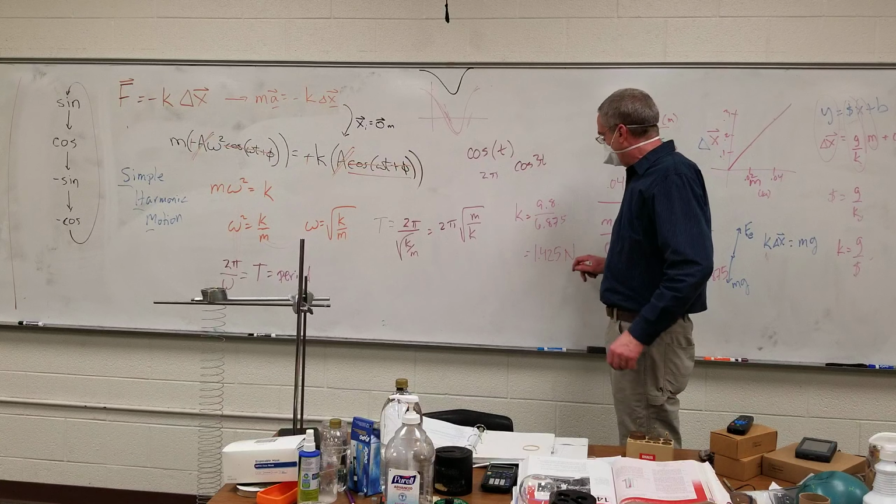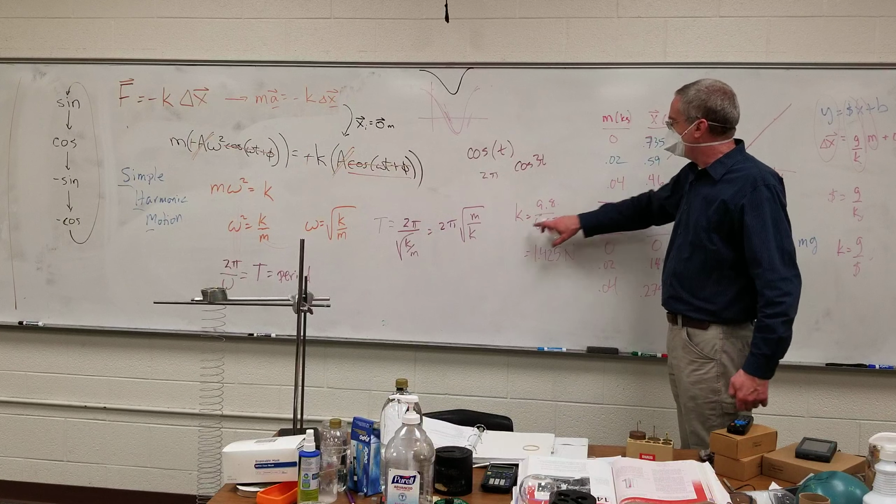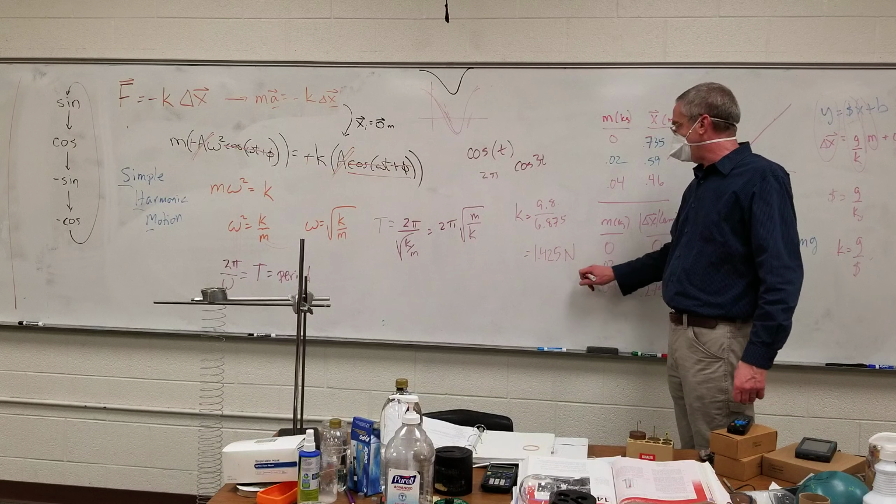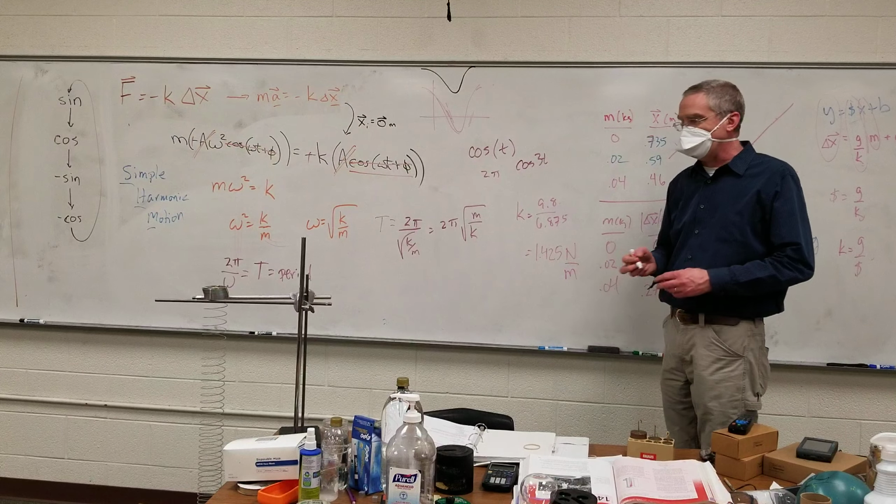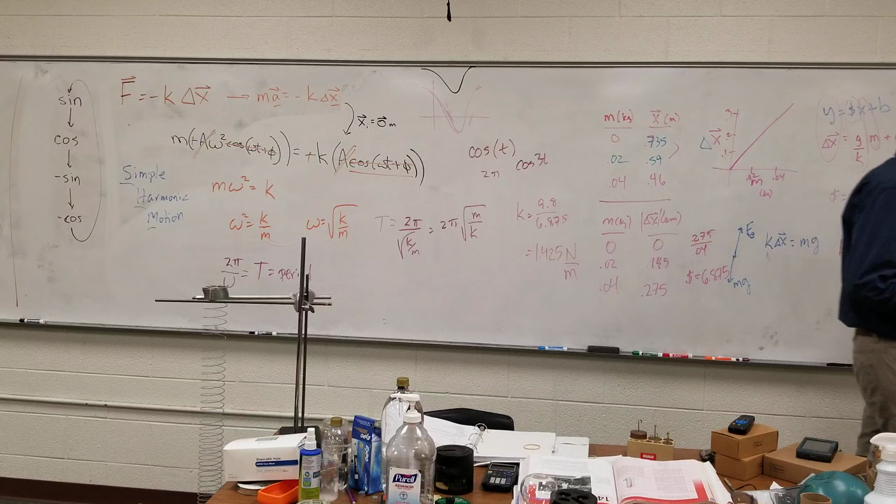All right. So my value of K, my spring constant, that is newtons per meter. It says that I need 1.425 newtons in order to stretch this thing 1 meter.